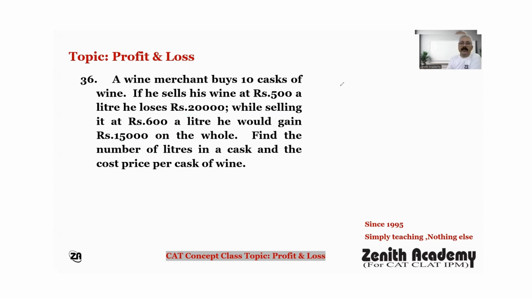So there are 10 casks. If each cask has X liter wine, so the total wine is 10x in 10 casks. Okay. First, he is selling at 500 rupees per liter. So the revenue will be 10x into 500. But there is a loss of 20,000. So it means plus 20,000 is equal to the total cost.